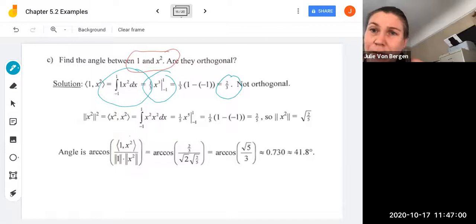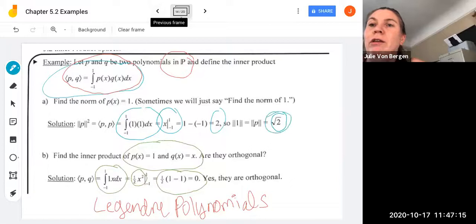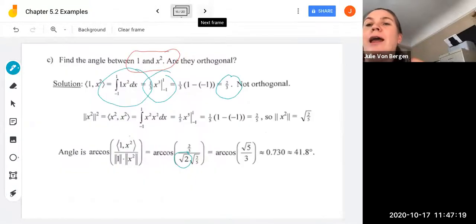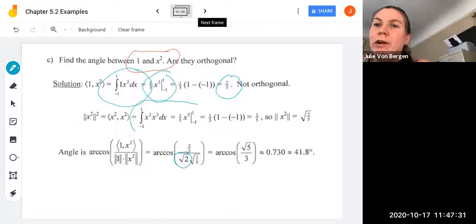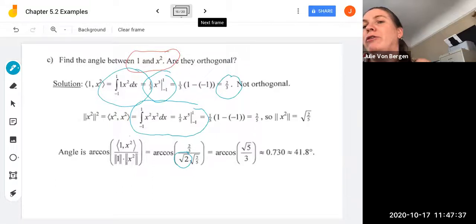And then we check the norm of x squared because we're trying to figure out the angle. And we know the norm of 1 is √2. So that's going to come into play down here from our previous calculation over here where we found the norm of the 1 polynomial. And so the norm of x squared, we'll do the norm squared first. That's going to be x squared inner product with x squared. That's just going to be the integral from -1 to 1 of x to the 4th. So that's going to be 1/5 x to the 5th evaluated from -1 to 1. And so that's going to be 1/5 times 2, or 2/5. So the norm of x squared is going to be the root of that, √(2/5).